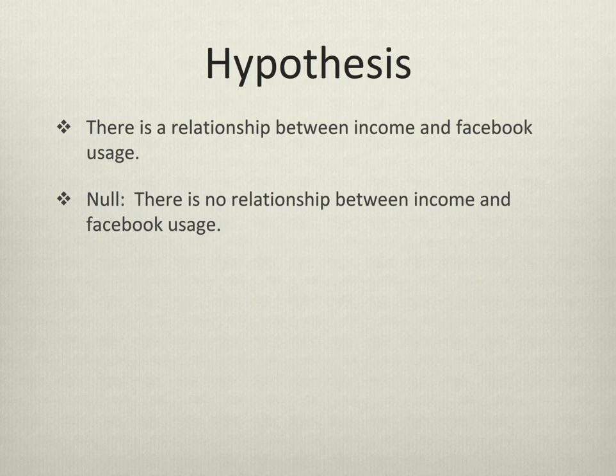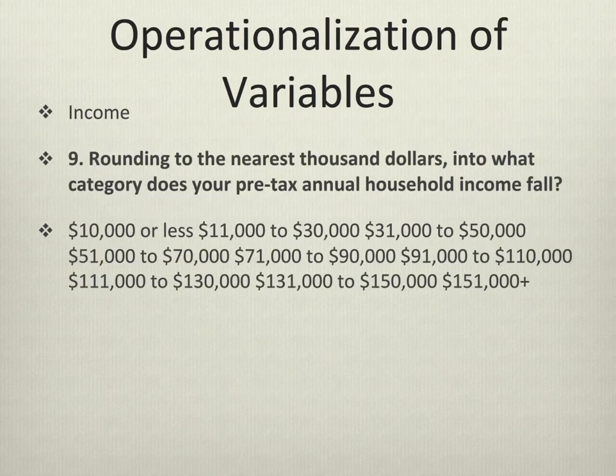In this example, I'm going to hypothesize that there's a relationship between income and Facebook usage. The null hypothesis would be that there is no relationship between income and Facebook usage. In this hypothesis, income is the independent variable.